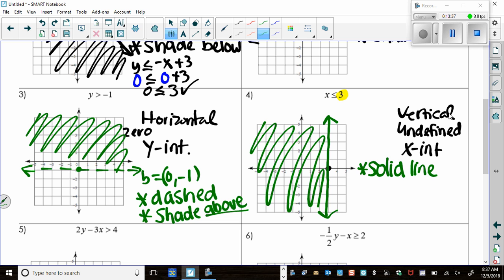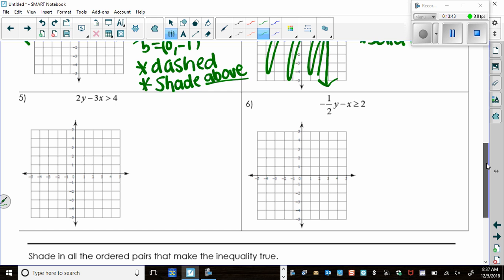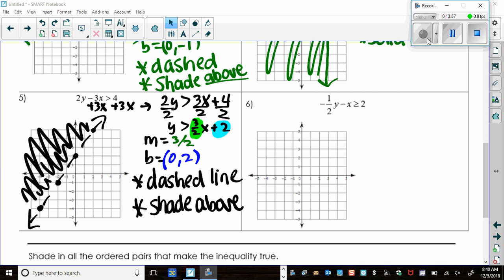What I would like you to do now is try 5 and 6, and I want you to put them into slope-intercept form. I want you to find the slope, the y-intercept, determine whether you're going to have a solid or dashed line, and whether you're going to be shading above or below. Then check back with my video to see if you got the correct answer. Okay, here is my answer for number 5. I make sure that I had my answer in slope-intercept form, found the same information that we did above, and I determined that I have a dashed line because I have a greater than symbol, and then I shade above because it's all the numbers that are greater than 2. So that's all the way in the top.